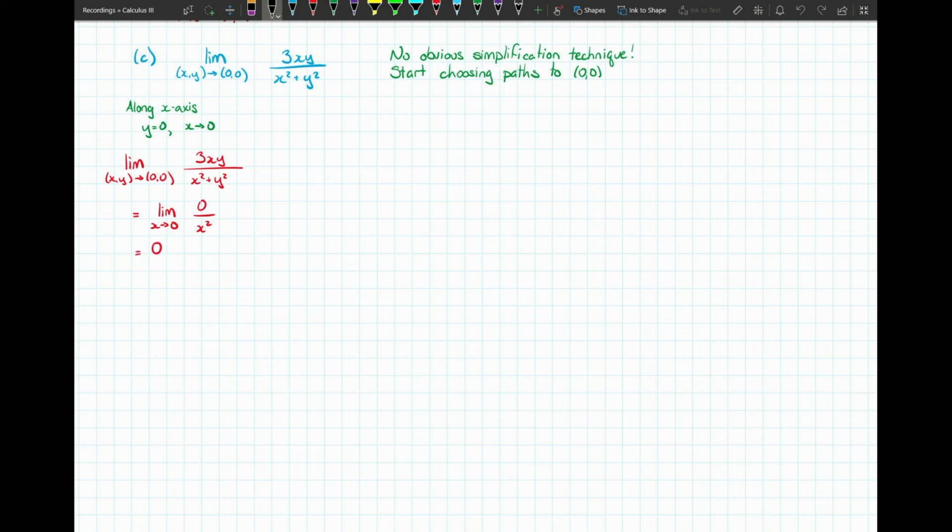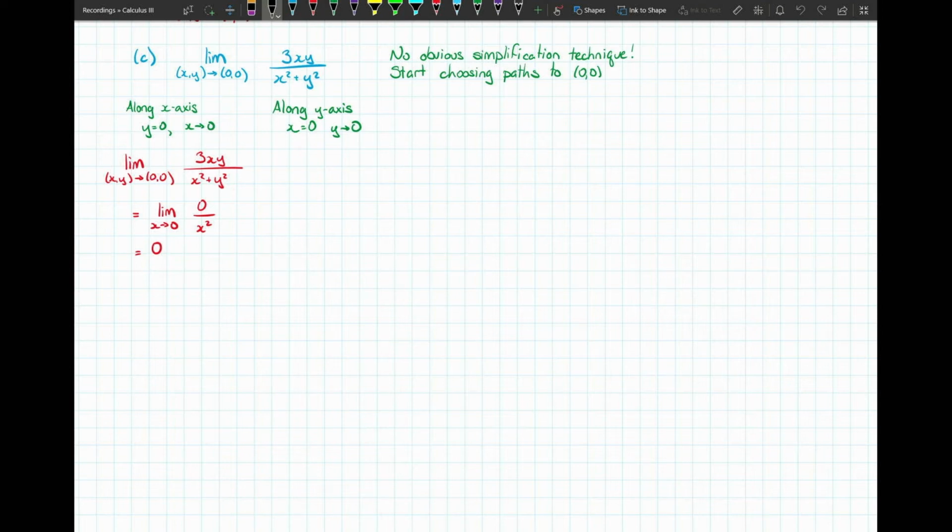So at first glance, it appears that this limit may equal 0. But of course, let's try some other paths to make sure that we end up with 0 from every direction. Let's try going along the y-axis. In this case, our x is going to equal 0, and we're going to let y approach 0.